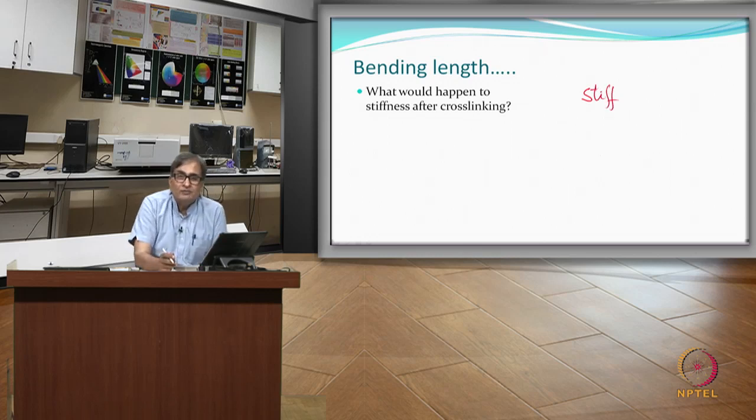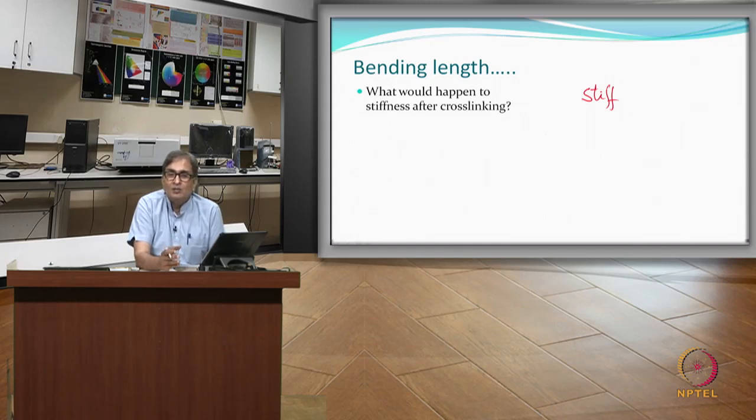Why would it become stiff? It will become stiff because you have created intermolecular resistances by introducing covalent bonds, which are strong. So, they will resist any bending. The stiffness normally is reflected in the bending properties. So, bending length is one of them. So, after cross-linking one can expect that the fabric may become stiffer.